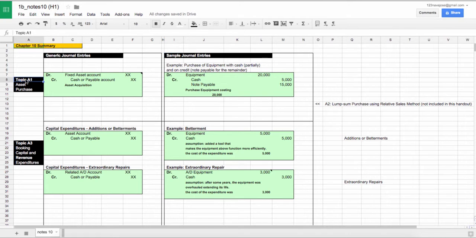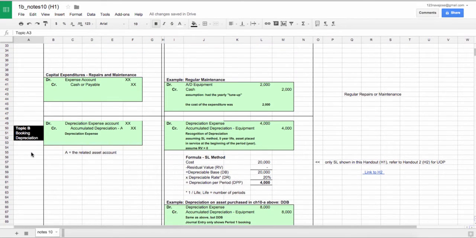I'll be talking a little bit about the asset purchase, which is the very first topic in the chapter. I won't be talking about A2, which is lump sum purchases. You have to rely on your book for that one. Topic A3, the third subtopic in the first section of your textbook, relates to the purchase of an asset.